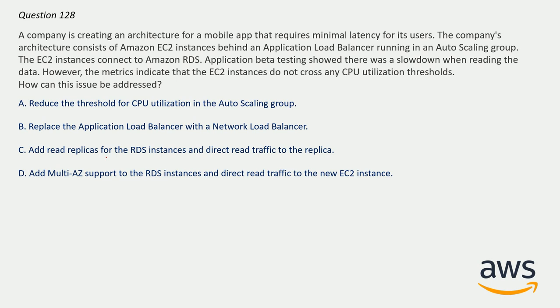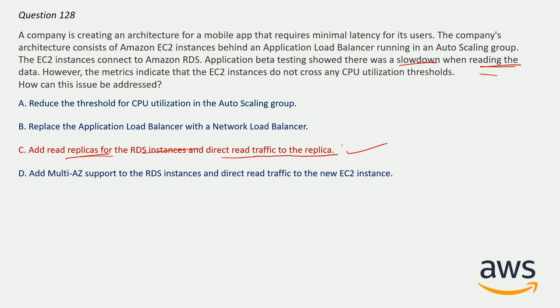And the answer here may be a very obvious one for you, and the correct answer here is option C, because here we are adding a read replica for the RDS instance and directing the traffic to the read replica. Because what is happening in the question is that reading the data was becoming slow. So due to that reason, adding the read replica will help us. So option C is correct here.